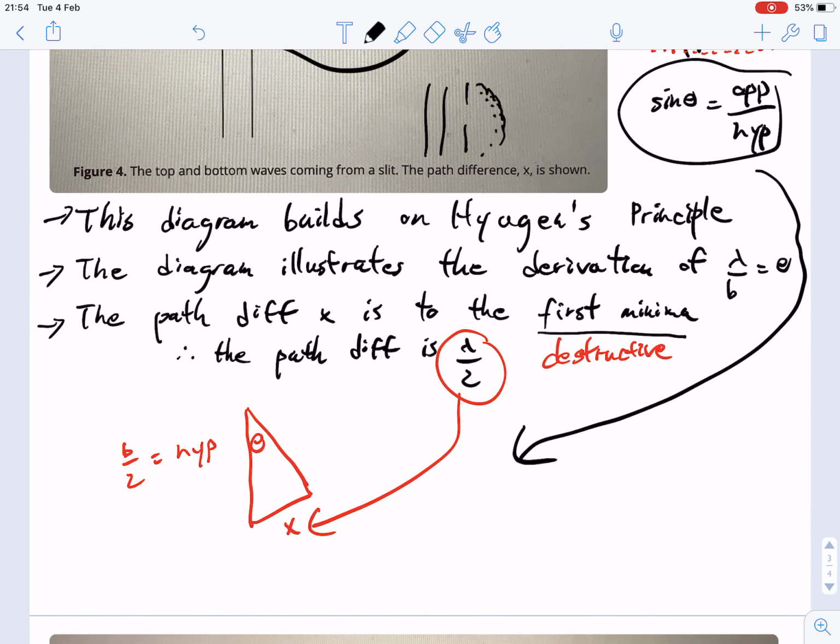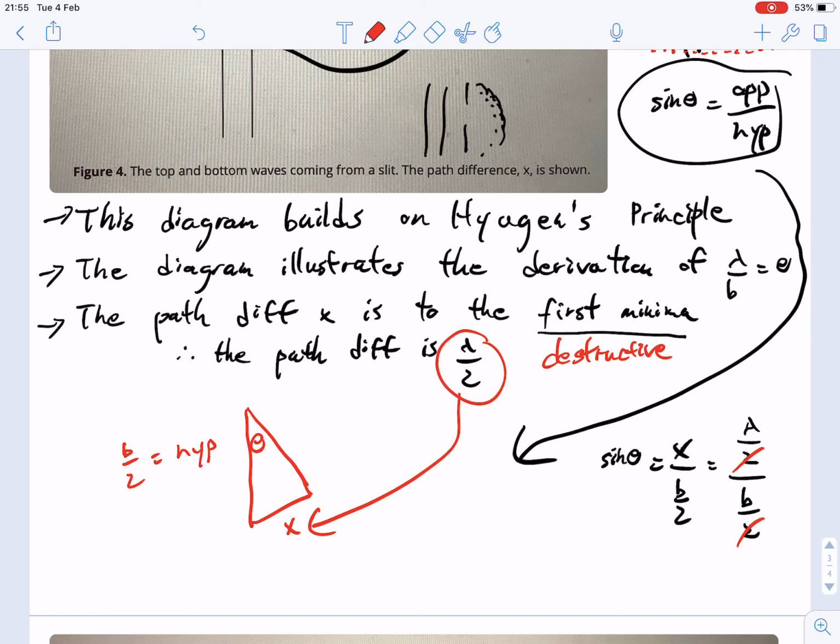And so what we're really doing here now is we have sine theta. The opposite side is x. And we're going to replace that. I'm going to write that down as x first. That's the opposite. Now hypotenuse is b over 2. And we're actually going to replace x with lambda over 2, over b over 2. And what that essentially does is that it allows us to cancel out the 2's.